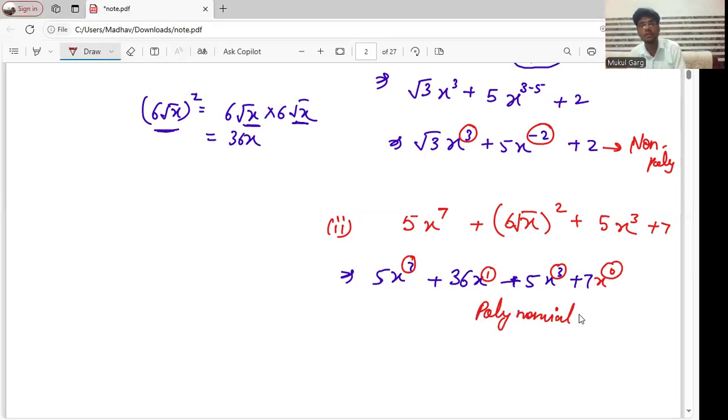If an algebraic expression is not written in the simplified form, first of all, you have to convert the algebraic expression in the simplified form, and then you need to check the conditions. Then you will be able to tell the difference between a polynomial and a non-polynomial.